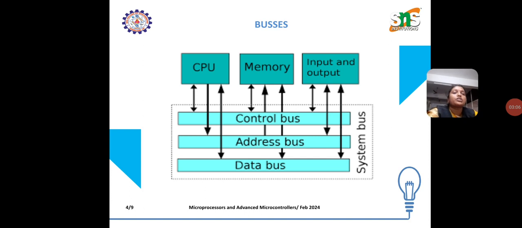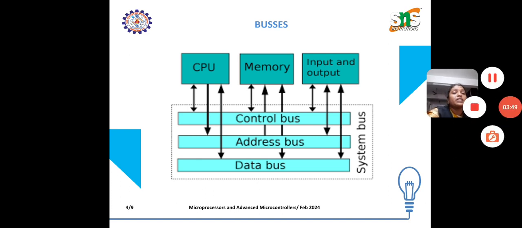A bus is a communication path to transfer data between these components. There are three types of buses: address bus, data bus, and control bus. The address bus is used to carry address signals. It is generated by the microprocessor and sent to the memory. It is a unidirectional bus. The data bus is used to transfer data between these devices, and it is a bidirectional bus. So the data can be transferred from memory to microprocessor and microprocessor to memory. And the control bus is used to carry control signals.